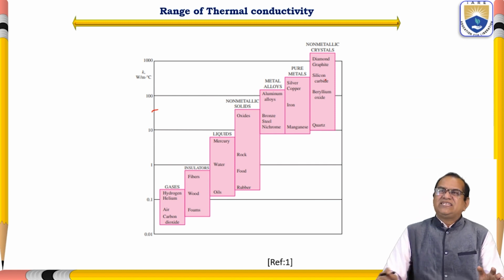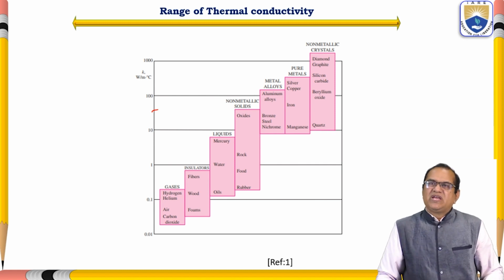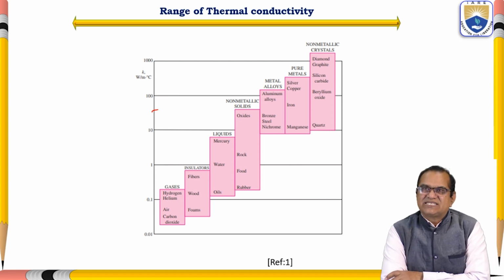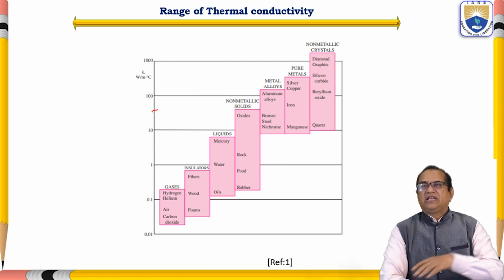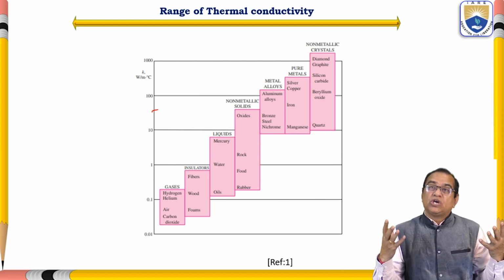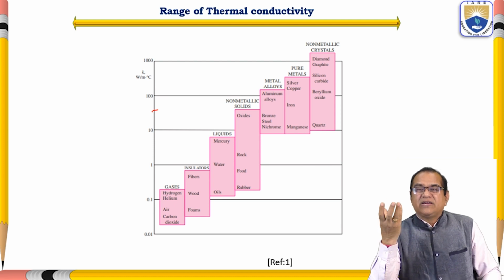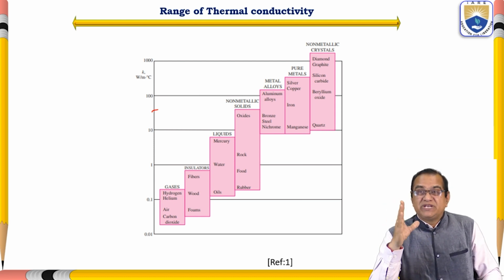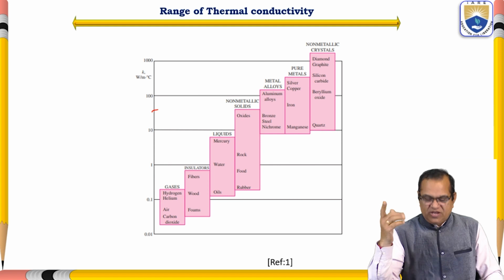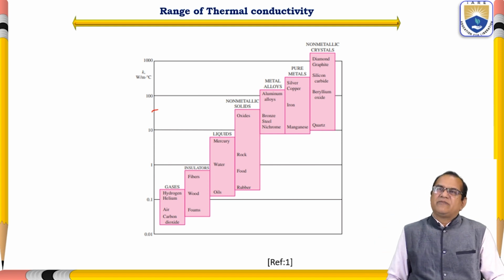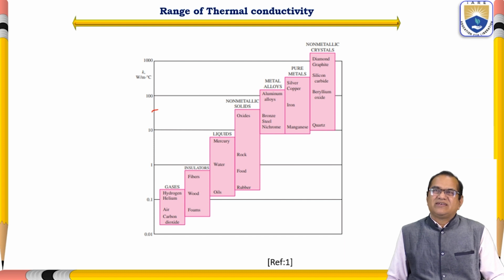Their range is mentioned in this diagram, and by that we can find out which material has better conductivity and in which location we have to use which type of material. As per the requirement of the system, we have to choose the material from here and select it according to the application of the system.